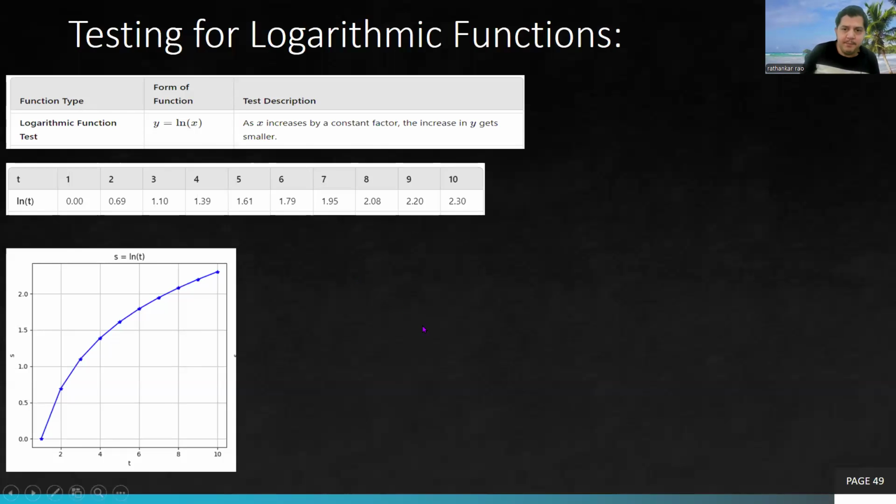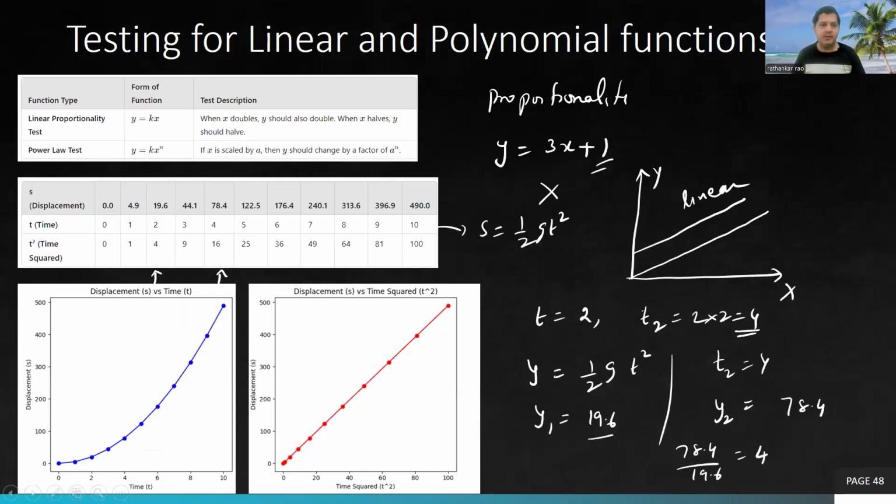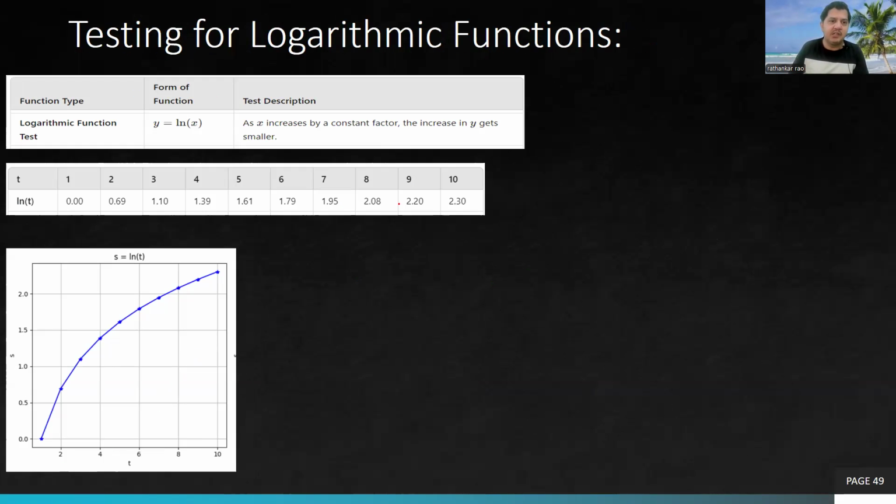So in the previous slide, we have seen how you test for linear and polynomial functions. Okay, now let us move on to the next one. So logarithmic functions. In a logarithmic function, the function is y equal to ln x, or you can also have y equal to log x. Anything is fine. As the x value increases by a constant factor, the increase in y gets smaller. What do you mean by that?